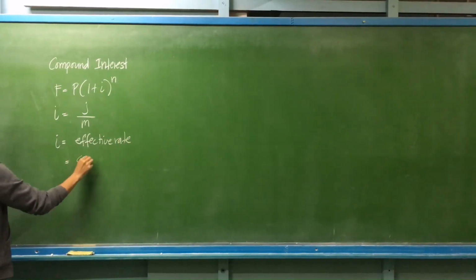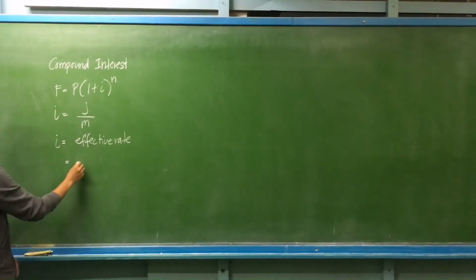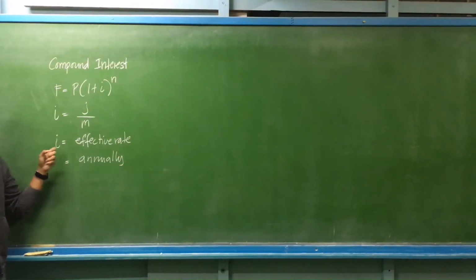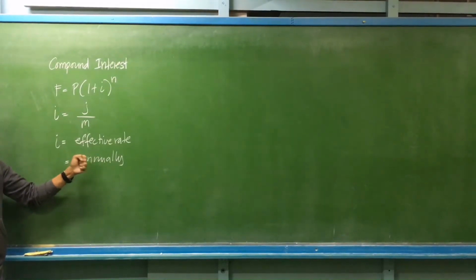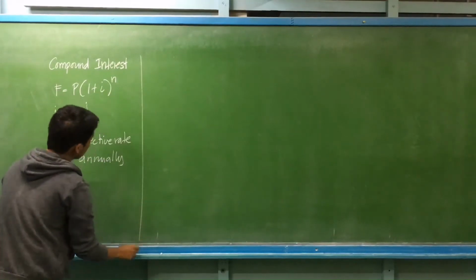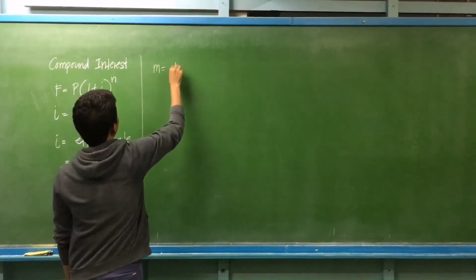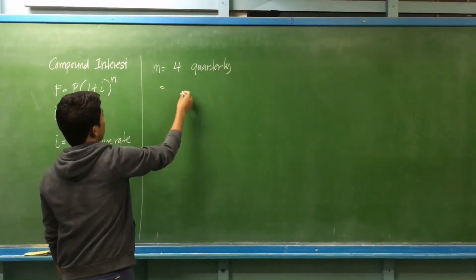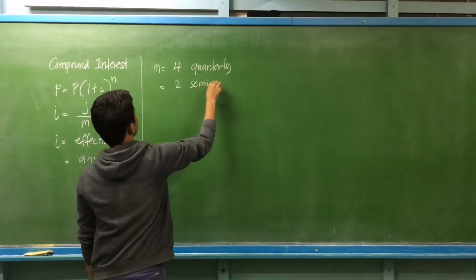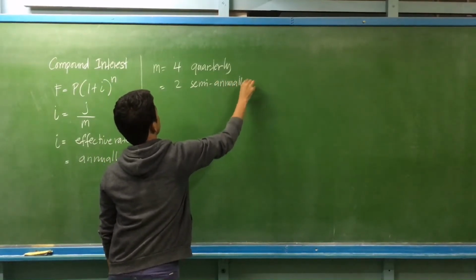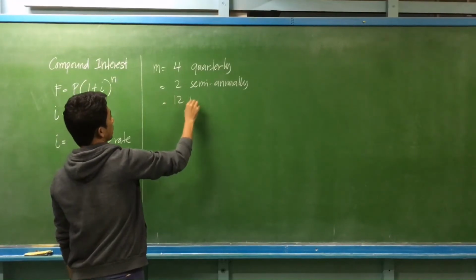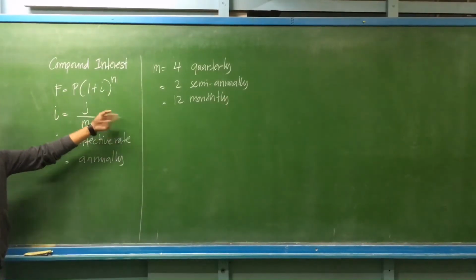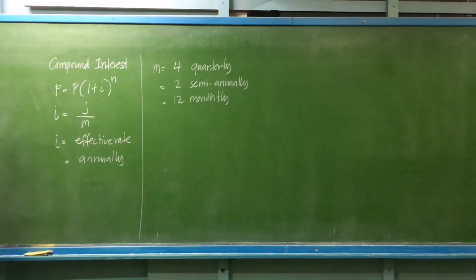So we have I is the same as the effective rate, the same as compounded annually. If it is compounded annually, we may use I if it is the effective rate. Then we have several types of compounding. We have the value of M is equal to 4 if it is quarterly. The value of M is equal to 2 if it is semi-annually. We have the value of M is equal to 12 if it is monthly. So those are the common types of compounding: monthly, semi-annually, or quarterly.